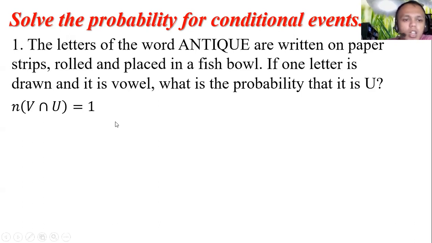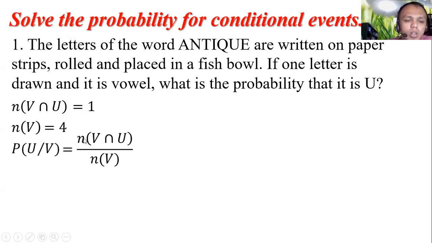Isa lang. Okay? And then number of events from vowel, no? Bilangin natin yung vowel from the word antique. 1, 2, 3, 4. So we have 4. Okay? Now, magiging ganito yung conditional probability natin. Okay? Probability of U given V is equal to the intersection of V and U, no? Yung V and U natin is 1. Then the number of events for V is 4. So we have 1/4 here.